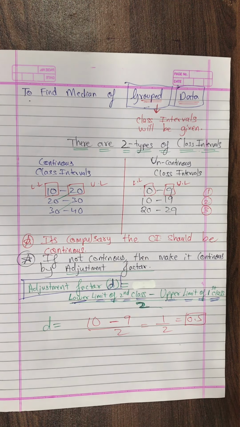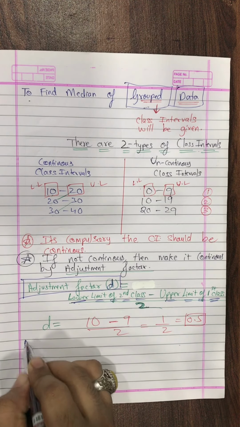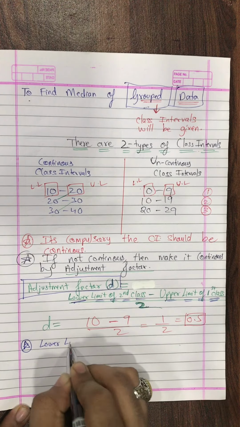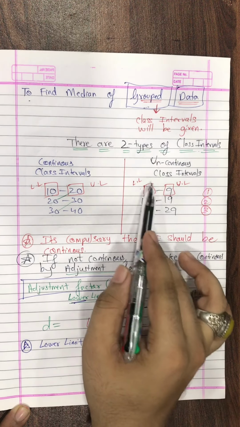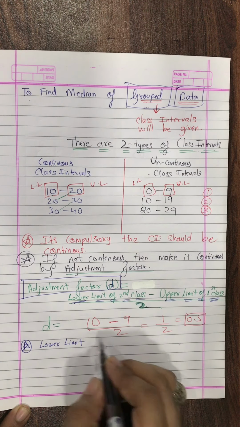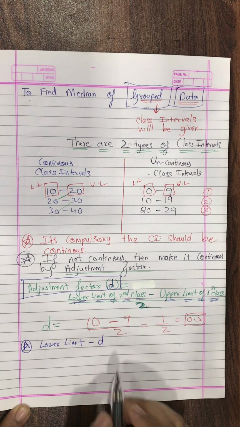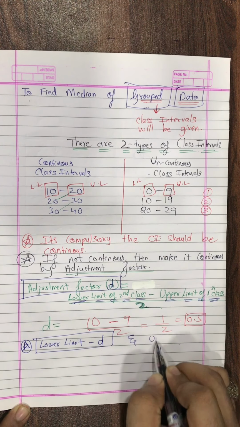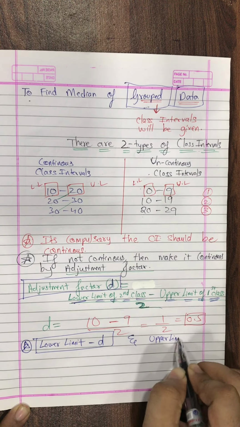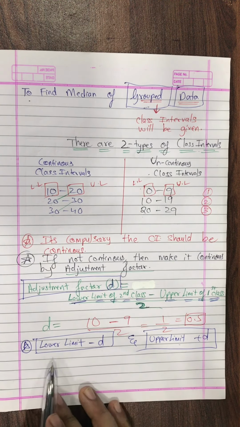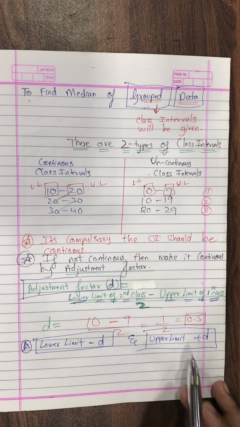Now what to do? Now pay attention please. Left side ones are always called the lower limit, and right hand side ones are always the upper limit. Lower limit minus d, where d is the adjustment factor, and upper limit plus d. Lower limit minus d and upper limit plus d.